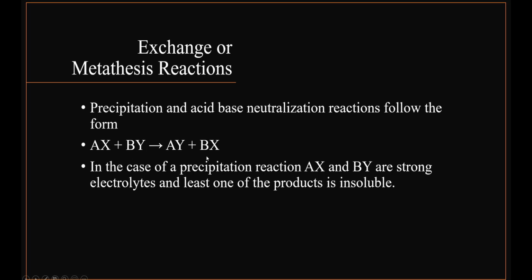If you look at this carefully, you can see it's just a partner switch. The A potentially goes with the Y, we're not sure if it does, and then the B potentially goes with the X. One of these, either the AY or the BX, has to be insoluble for there to be a chemical reaction. Both of them might be insoluble, but it's more likely that one is insoluble. If there is, there's a chemical reaction. If not, we say there's no reaction that takes place.